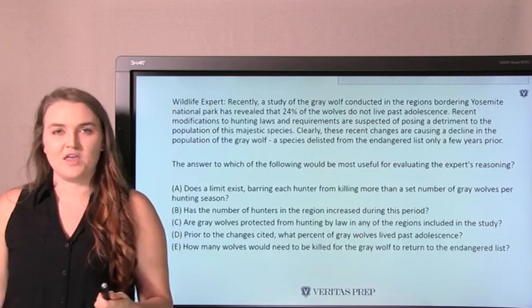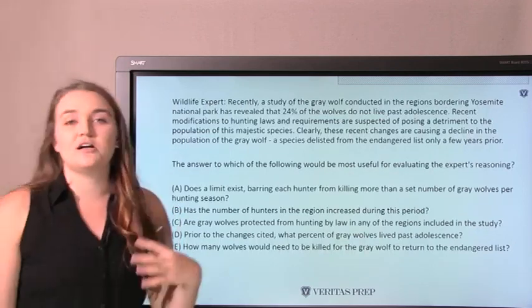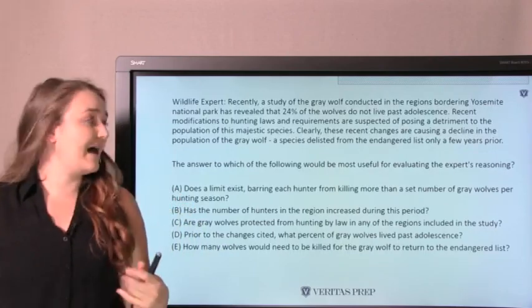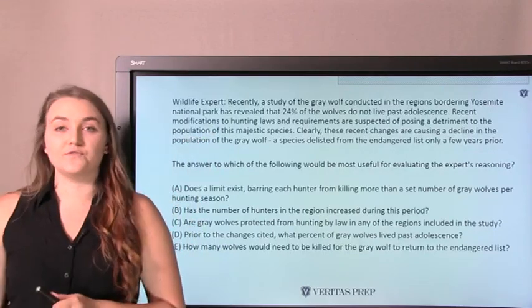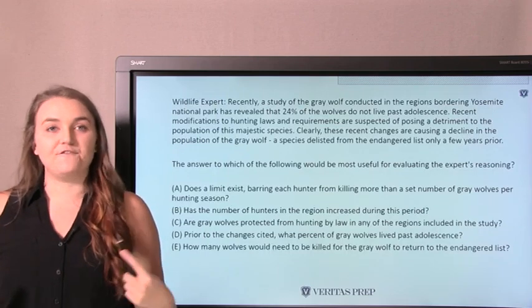So let's talk about it. If we're concluding here that clearly the changes are causing a decline in population, why? Because 24% of the wolves don't survive past adolescence. Well, what's the gap or the flaw in reasoning here?